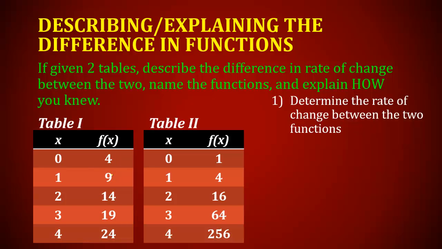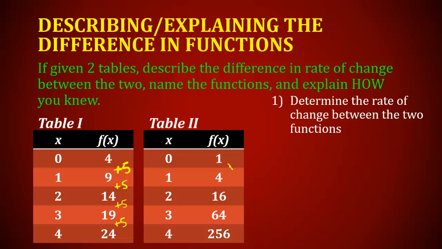In this case, between 4 and 9, we're adding 5. Between 9 and 14, we're adding 5. And if you look, we're adding 5 each time. Okay, go to the second one. Between 1 and 4, we're adding 3, but between 4 and 16, we're not adding 3. Since we're not adding the same amount, this isn't a linear function, which means that we're doing something else each time. So how else can you get 4 from 1?